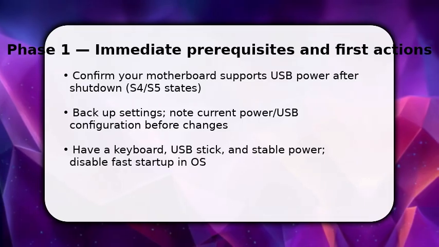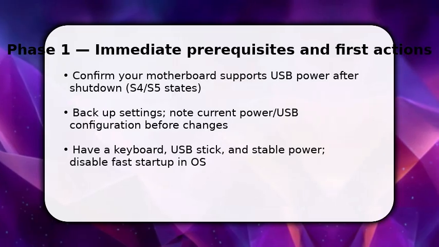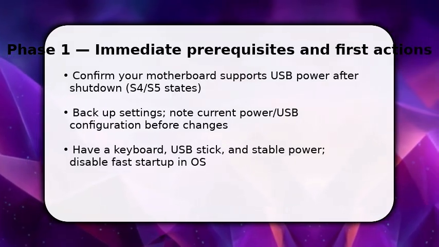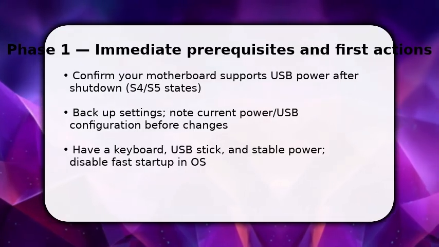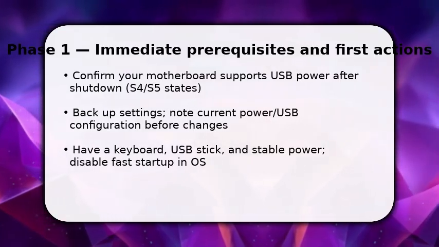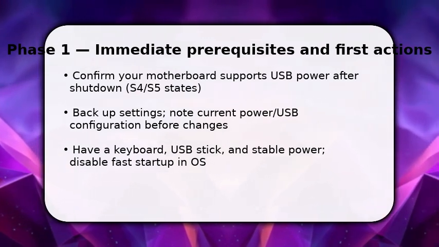You need to disable Fast Startup in Windows first, because it can override power settings. Make sure to save any work. Why do this? Because motherboard firmware controls standby power, and changing it directly prevents USB ports from staying energized after shutdown, saving devices and power.